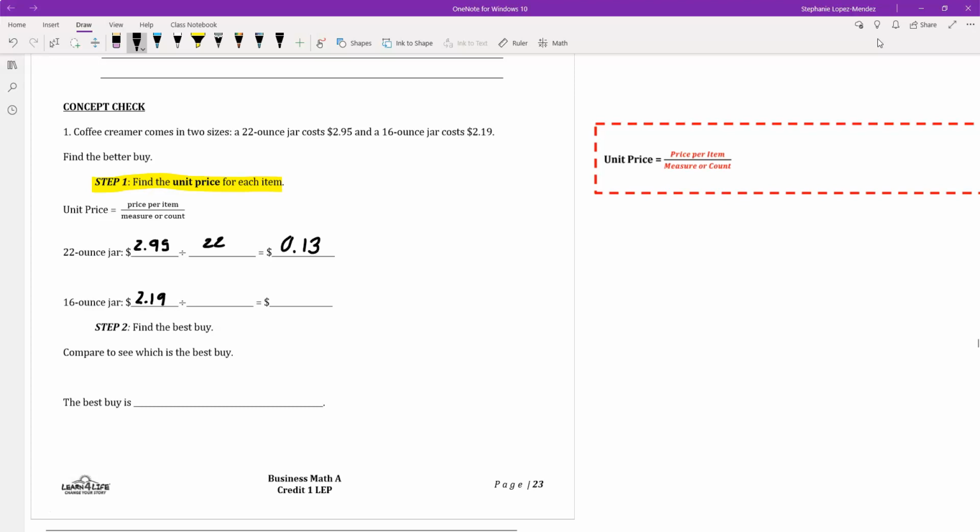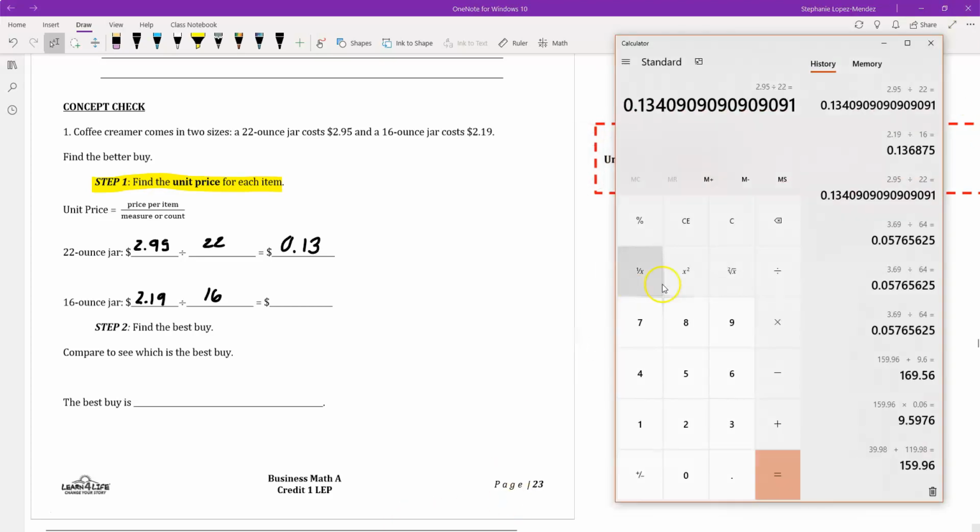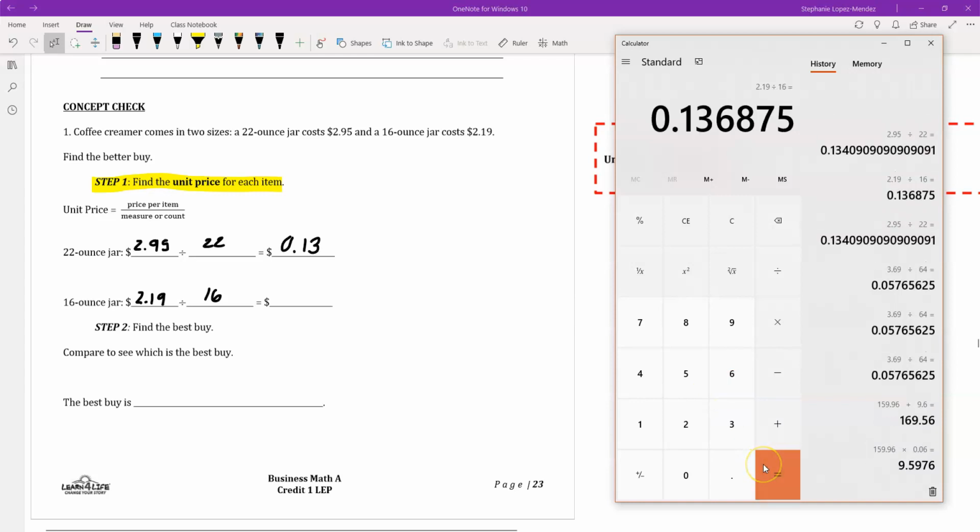Now when I work with my second jar, the 16-ounce jar costs $2.19. I do the same process in the calculator. Now I have 2.19 divided by 16. That gives me a result of 0.136. Remember, we're just working with the first 3 decimals.